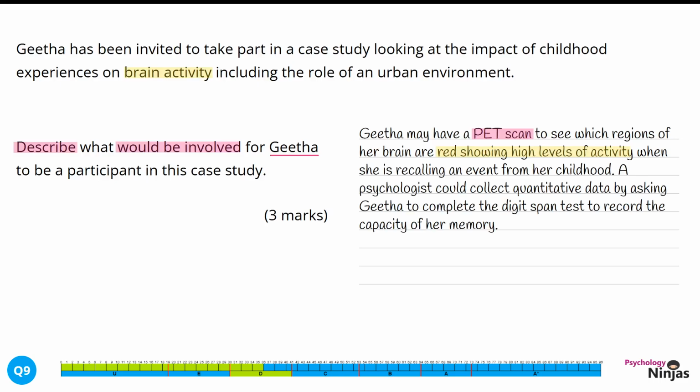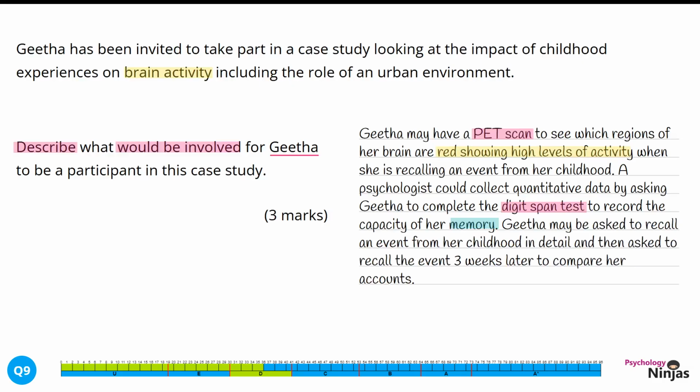A psychologist could collect quantitative data by asking Geetha to complete the digit span test to record the capacity of her memory. We've also done just enough to link this into context by talking about memory, which is what the researcher is looking for. And then we're going to move into a final way for our 3rd mark in this 3-mark question. Geetha may be asked to recall an event from her childhood in detail and then asked to recall the event 3 weeks later to compare her accounts.